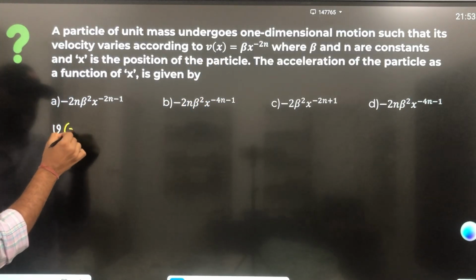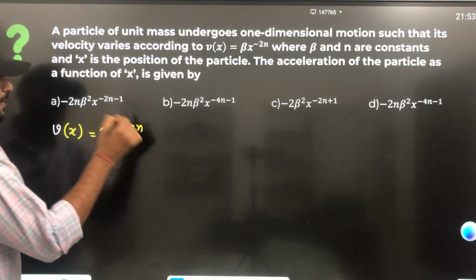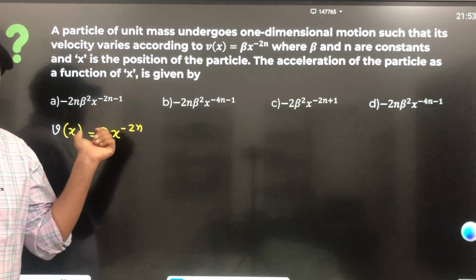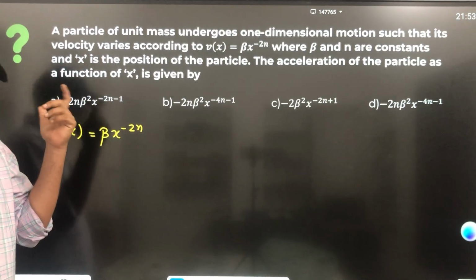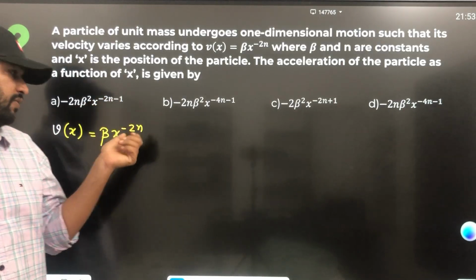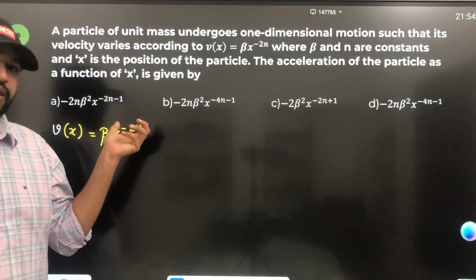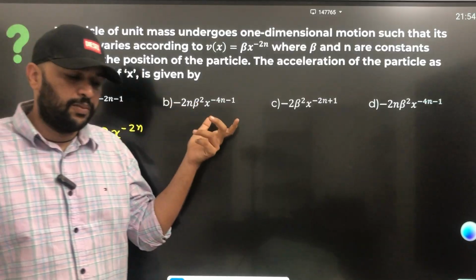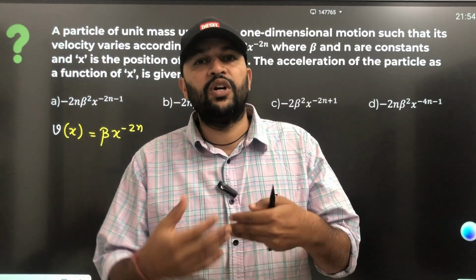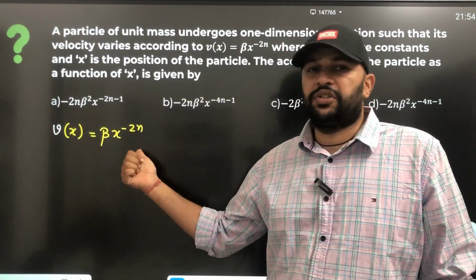So let me write here Vx. It is given here as beta x to the power minus 2n. Great. So velocity is a function of position and not of time. Be very careful. Oh, sorry, what I'm saying is that velocity here is a function of position and it's not a function of time. So you have to be a little careful, right? Usually when you are solving problems on kinematics, we are given displacement, velocity and acceleration functions in terms of time. Here it is given in terms of displacement, or you can say position, right?